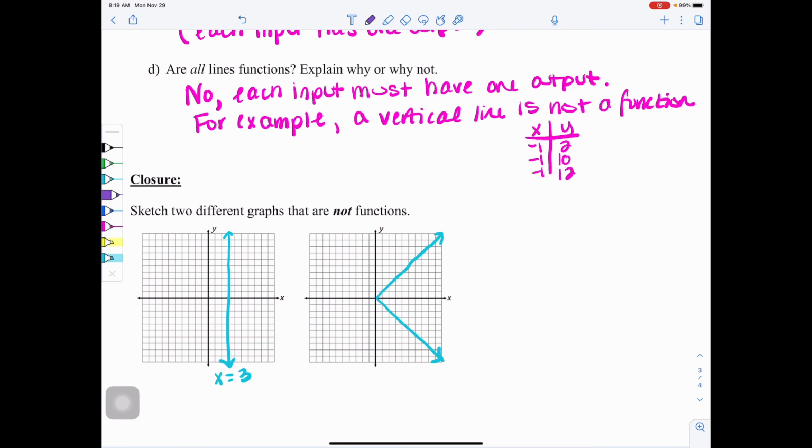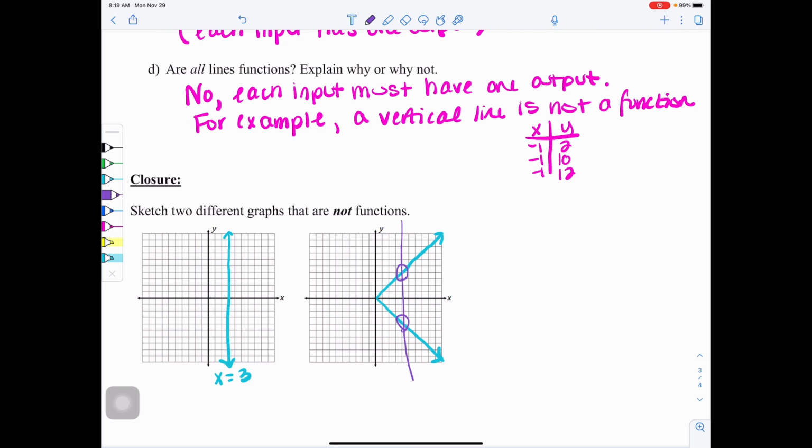Okay, so at this time you've had a chance to try the closure. Here are two examples that I came up with. Remember, if you want the graph to not be a function, it has to fail the vertical line test. You have to have inputs that have multiple outputs. Like we just talked about, I sketched a vertical line, which would not be a function. And in my other graph here, if I draw the vertical line test, it's going to cross in more than one spot. So this is another example of something that is not a function.